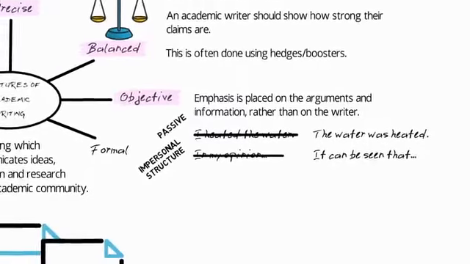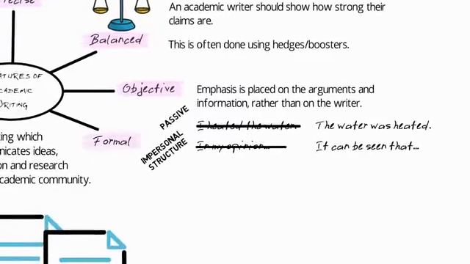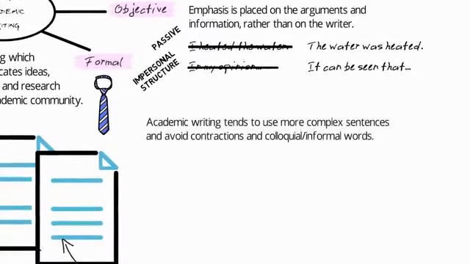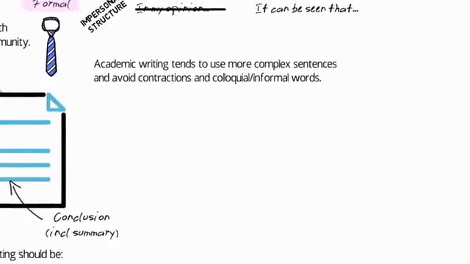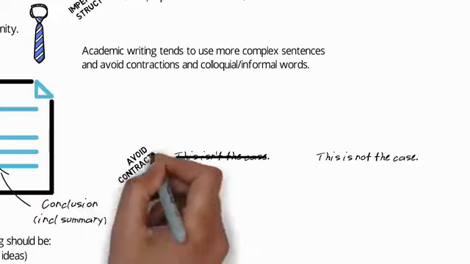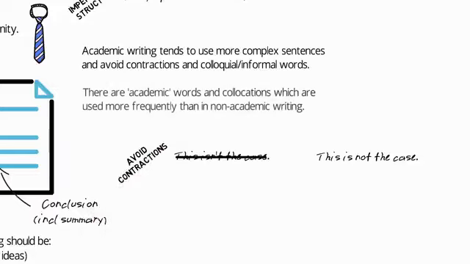Finally, academic writing should be formal. When thinking about academic writing, this is maybe the first feature that comes to mind. So academic writing tends to use more complex sentences and also tends to avoid contractions and colloquial or informal words. For example, instead of "this isn't the case", "this is not the case". There are many words and collocations which are used more frequently in academic writing than in non-academic writing, and researchers have made lists of these.